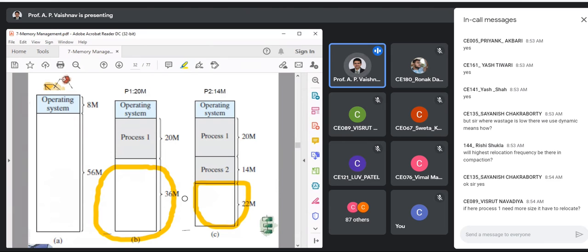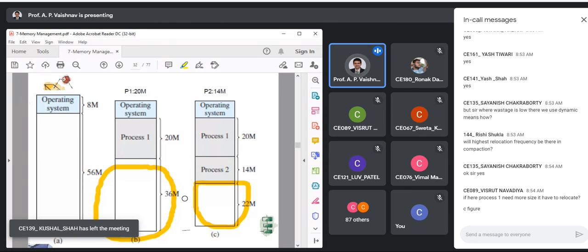If here one process needs more size, then it has to relocate. In which case you are talking? Dynamic partitioning, Vishruth? Process 1 needs more size. Yes, in the C figure. Exactly. That is one point we have not discussed, but that is true. If process 1 requires extra space, you have to shift out P2.